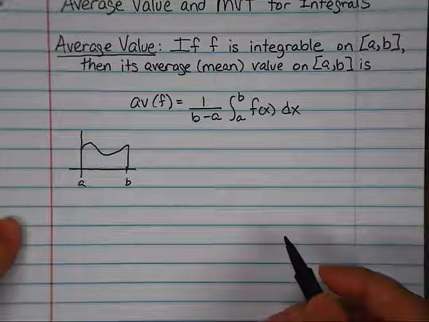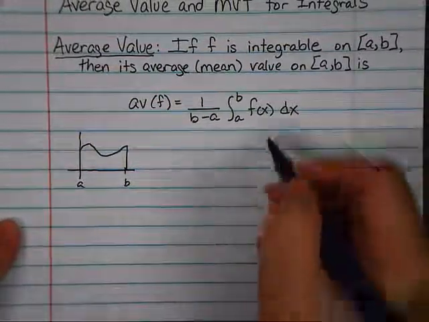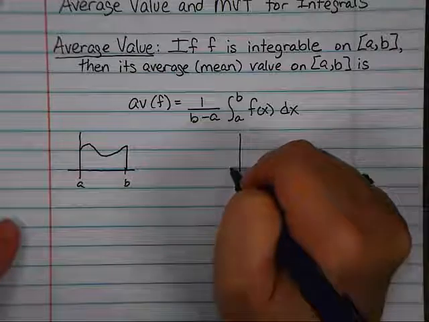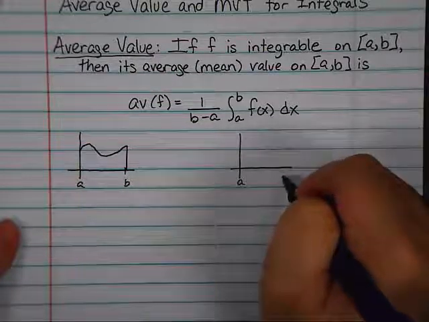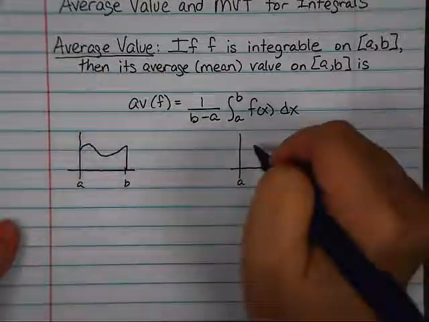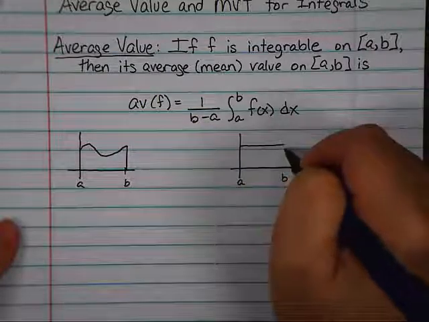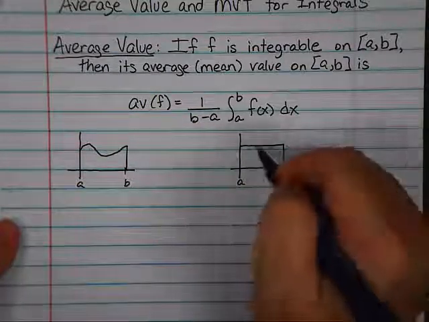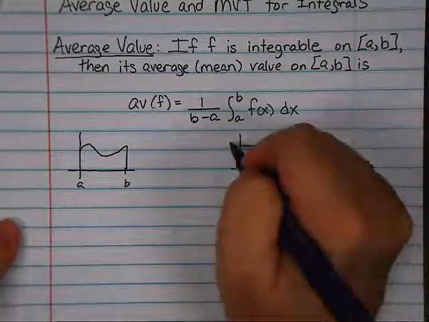Now, how are they doing that? Well, here's how they're doing it. Let's take a look at a very simple curve. Here's a, here's b, but instead of a curve, it's a straight line. Let's say that straight line is at 6.